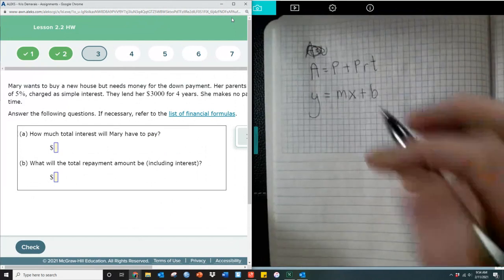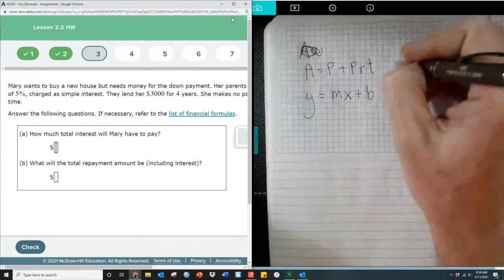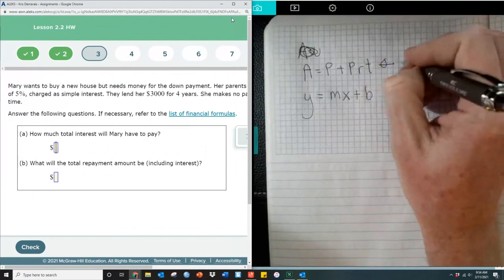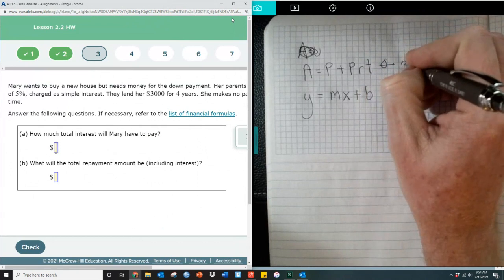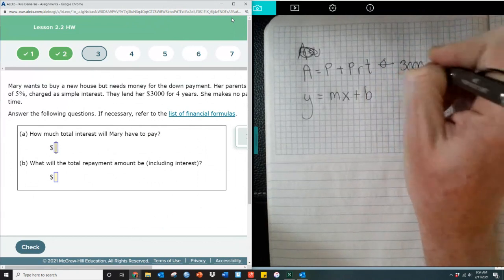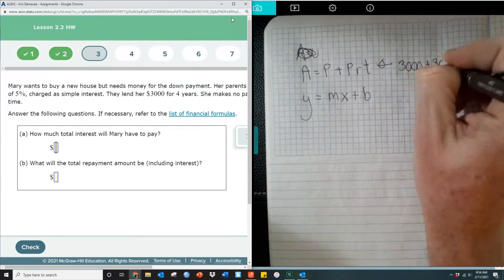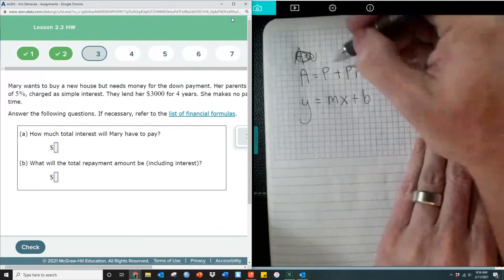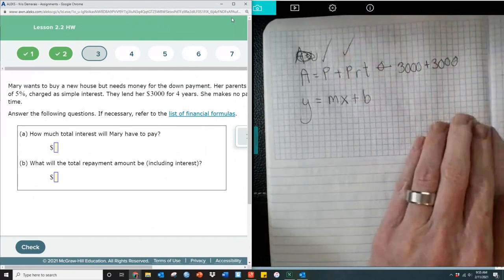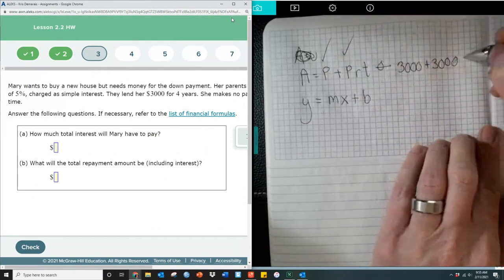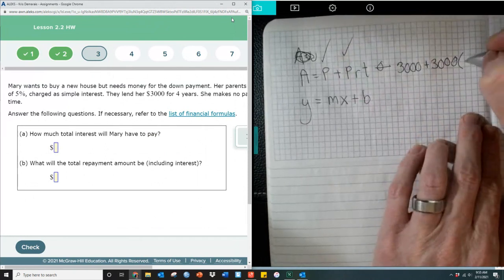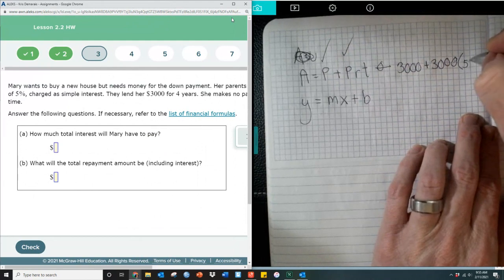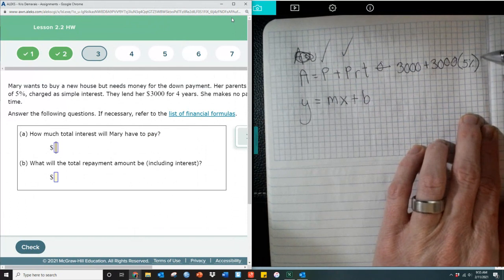All right, let's see. Now, all we're going to do is fill it into these pieces. So we're going to do $3,000 plus $3,000, right? Because all we're doing is filling in this and this. And then we're going to do the rate being 5%, as indicated by the problem. And then the simple interest is over 4 years.